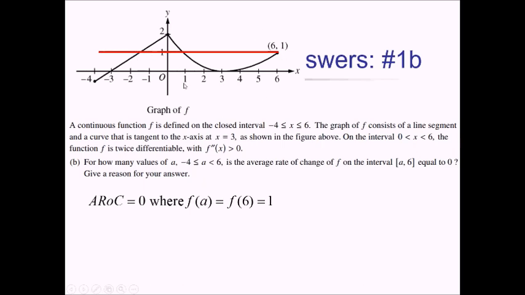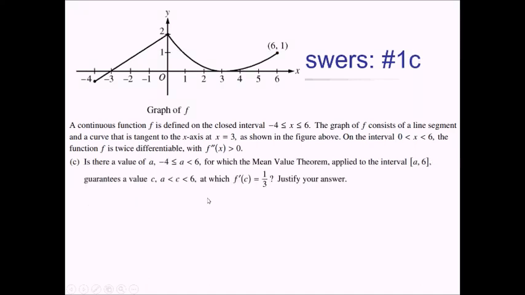So how many places does this happen? Well, let's see. We've got 1, 2, and is this a third spot? Does this count? It doesn't, because they said how many a values where we're not including 6. So that means there's only 2 places on the interval from -4 to 6, including -4, not 6, where this happens. So there it is.